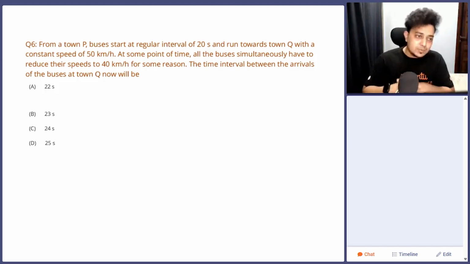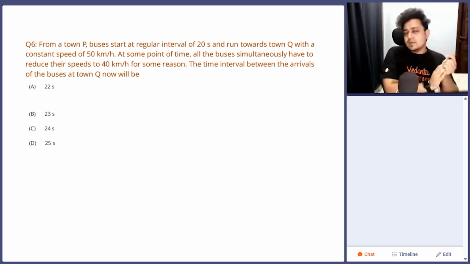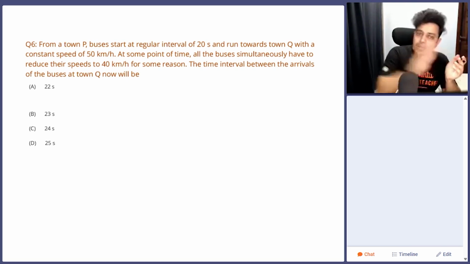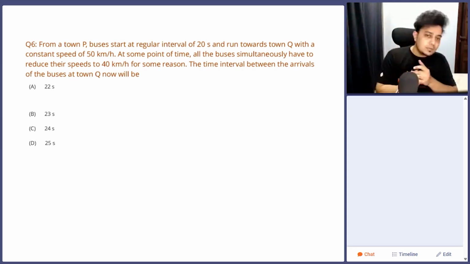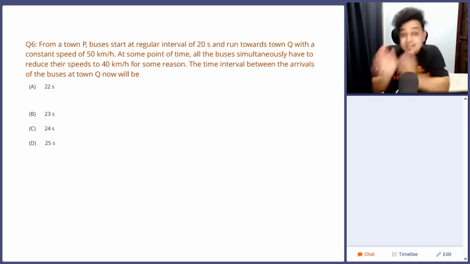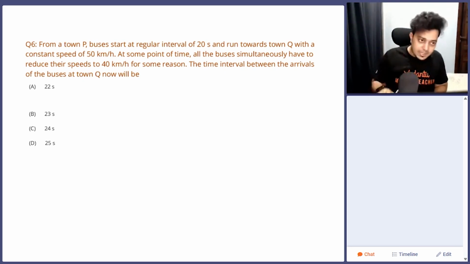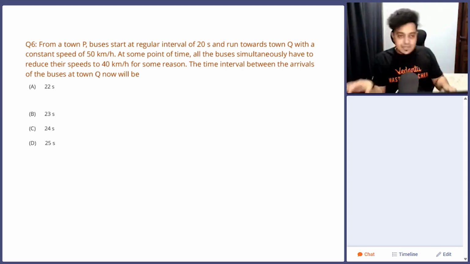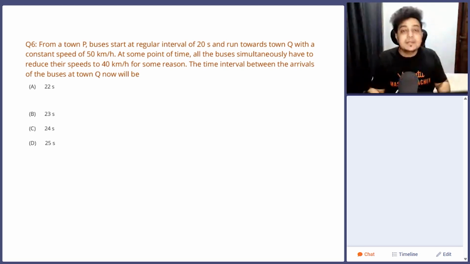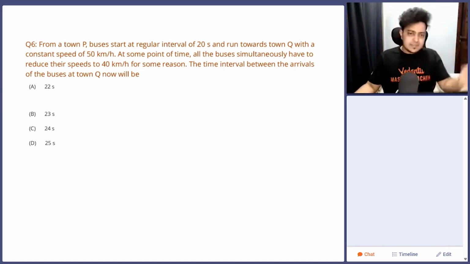From a town P, buses start at a regular interval of 20 seconds. So after every 20 seconds, one bus is starting, and they all run towards town Q with a constant speed of 50 kilometers per hour. At some point, all the buses simultaneously have to reduce their speed. They all maintain the same speed, but for some reason, all the buses which were between town P and Q had to drop their speed to 40 kilometers per hour, everybody at the same time.